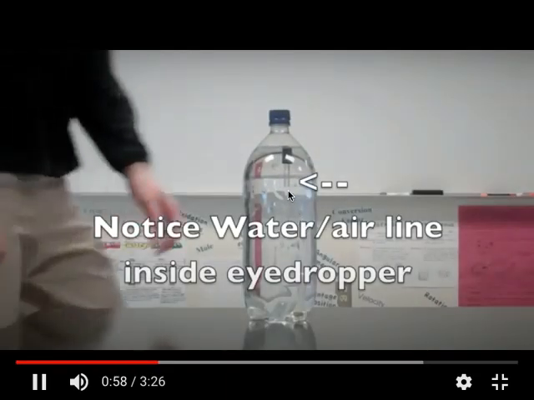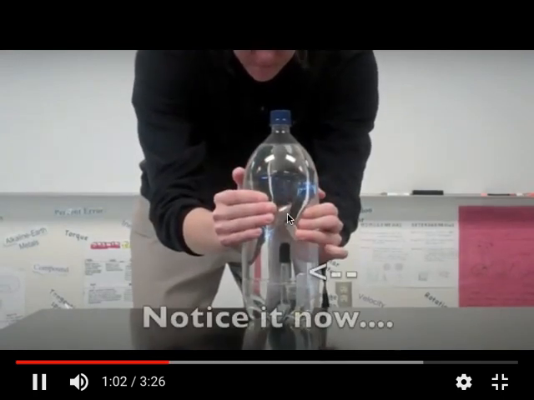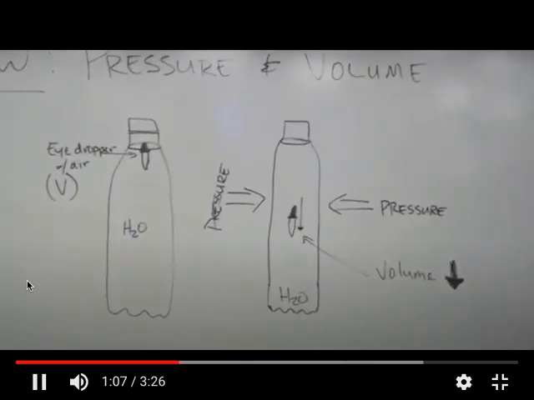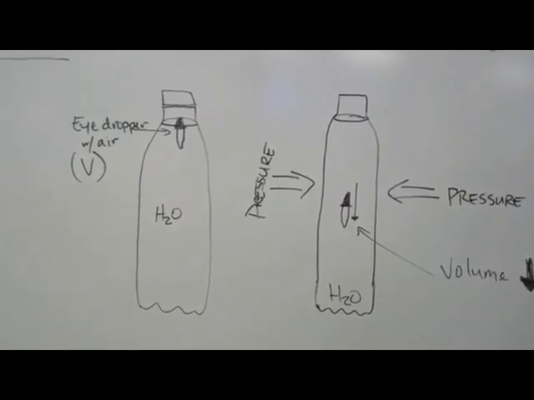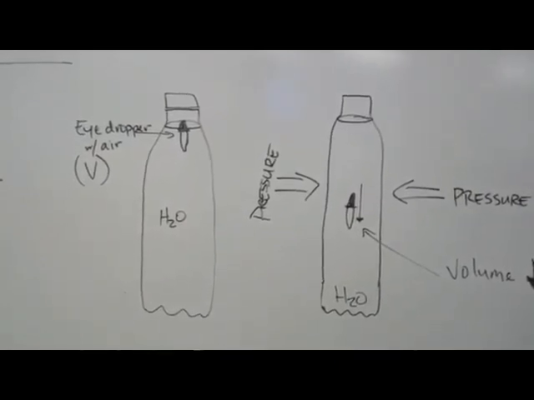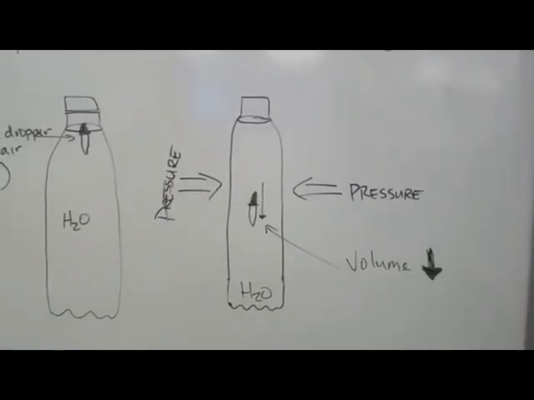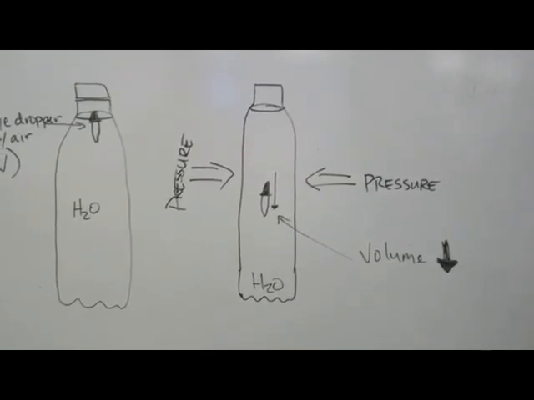So there's the airline right there. Watch what happens to it. See how it automatically fills up, so it sinks. Here you can see our bottle with the eyedropper in it. On the left-hand side, it's before pressure has been applied. But once pressure is applied, the eyedropper sinks because the volume inside the eyedropper holding the air decreases.